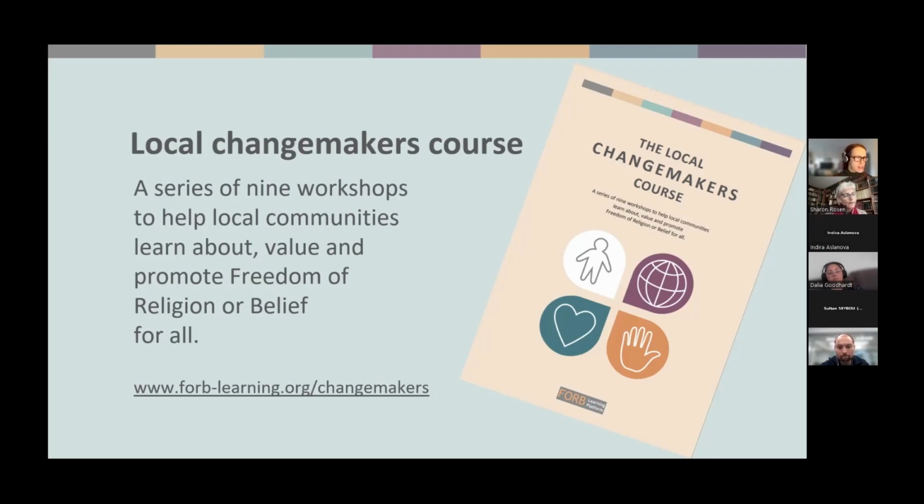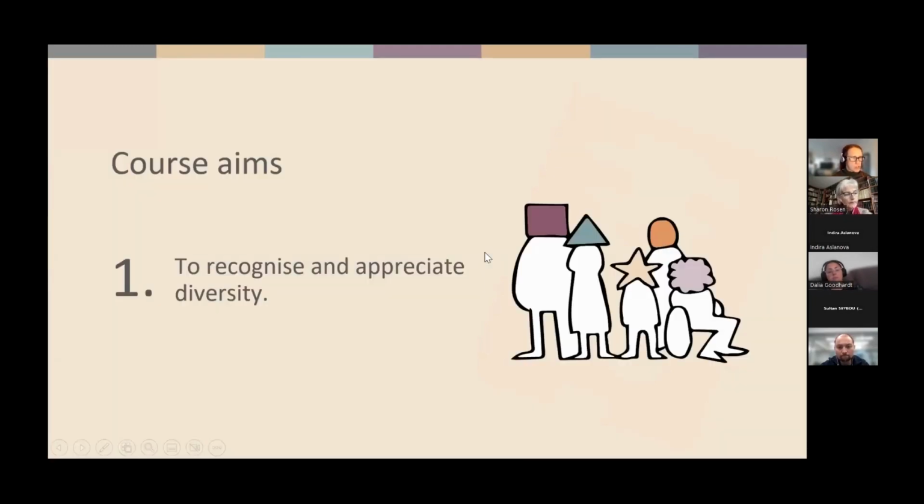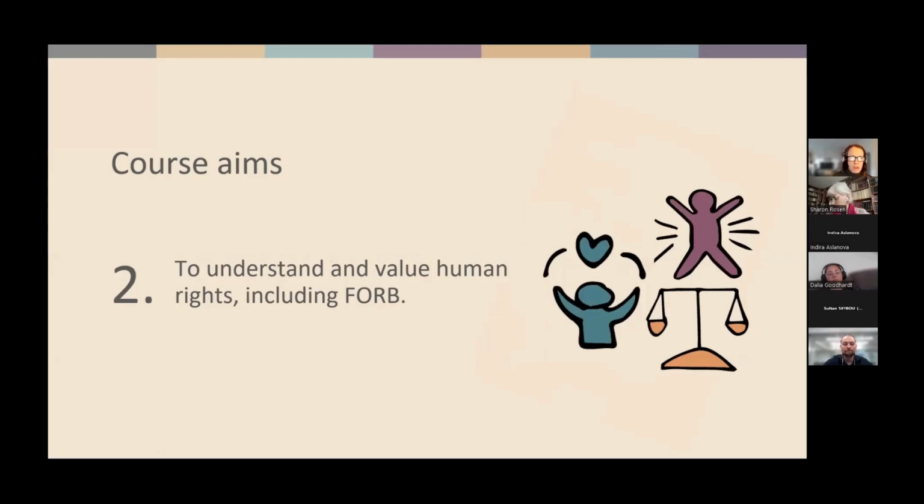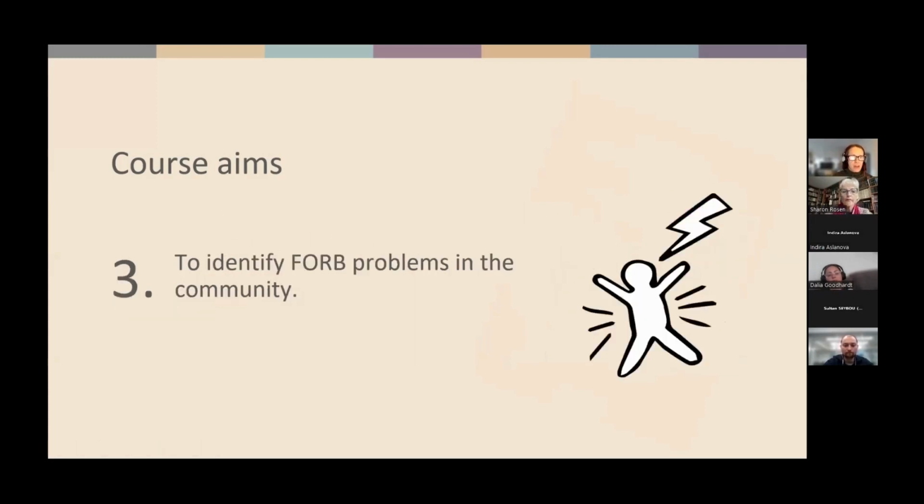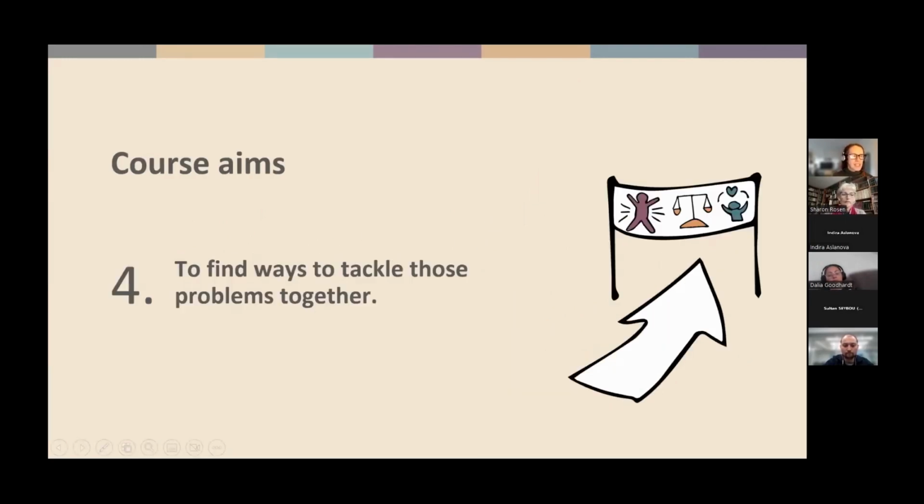So the course has 4 aims. Firstly, to enable communities to recognize and appreciate diversity. Secondly, to help communities understand and value human rights broadly and freedom of religion or belief for all specifically. Thirdly, to identify problems for freedom of religion or belief in the community. And finally, to find ways to tackle those problems together.